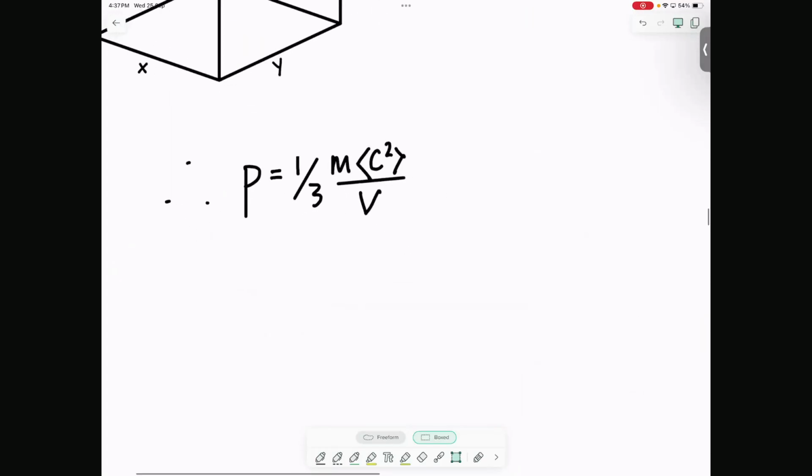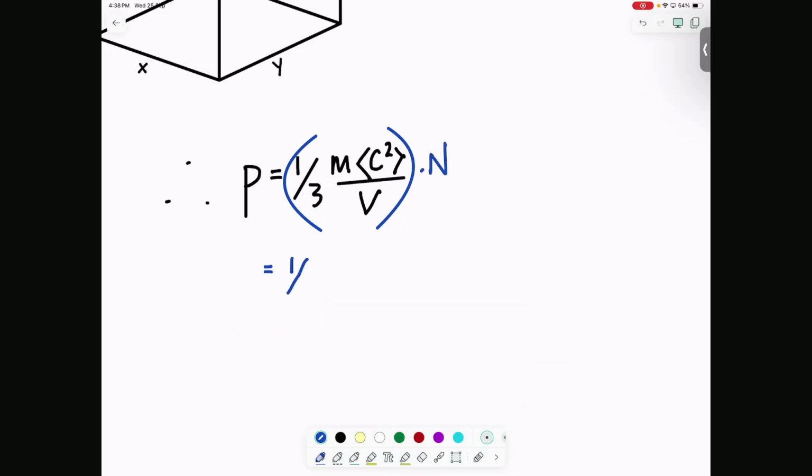This is not the end though, there's a small addition here. This pressure is the pressure exerted by one particle. If I want to find the pressure exerted by all the particles, I'll have to multiply the pressure with what? Number of particles out there, right? So I will multiply this with the number of particles that we have, which is n, and then you will get 1/3 nm c square divided by v.